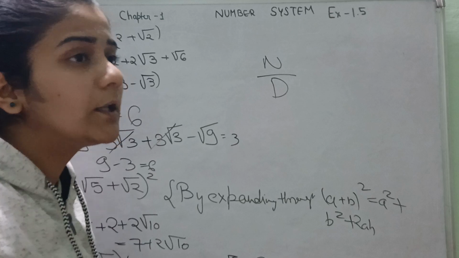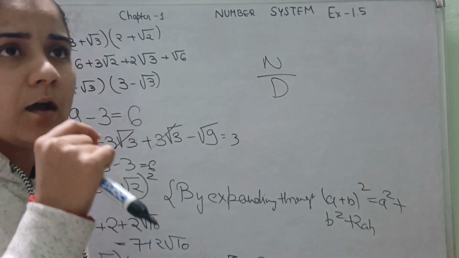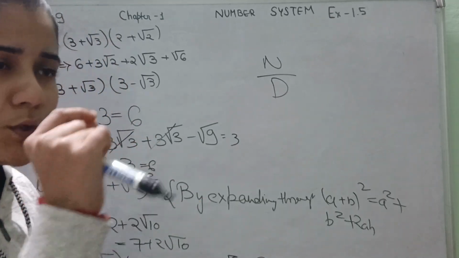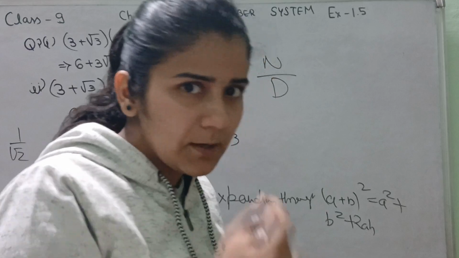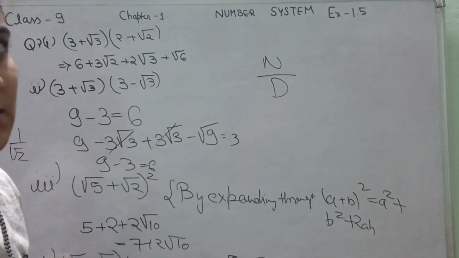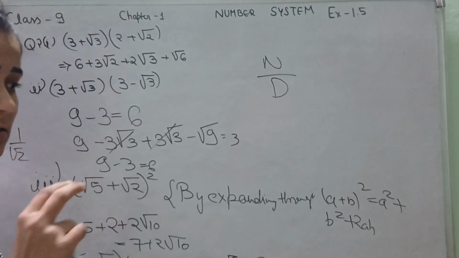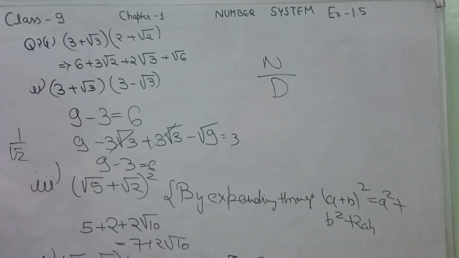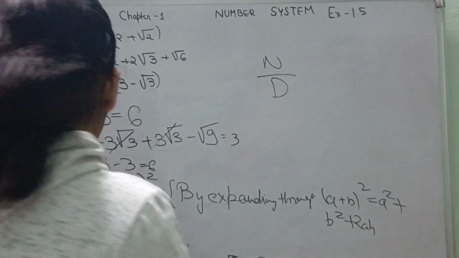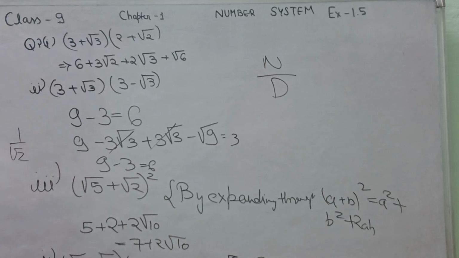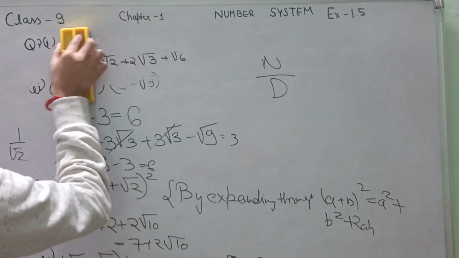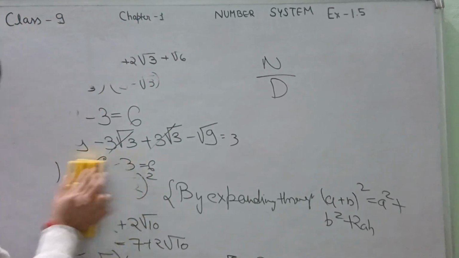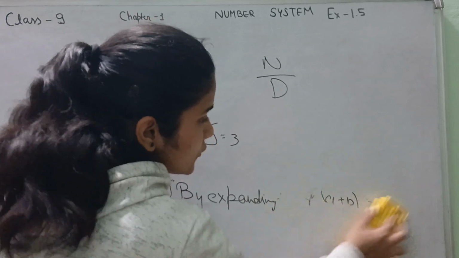Now what is a conjugate? It's simply a value which is obtained by reversing the sign. It is simply a value which comes after reversing a sign. We will see this in the questions. Now let's get started, okay? So let's see how to perform these kinds of questions.